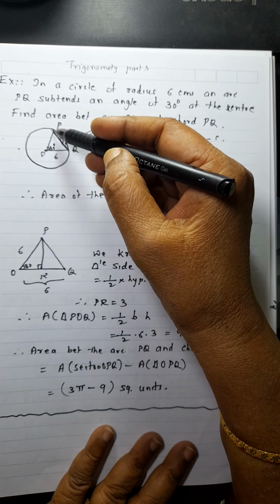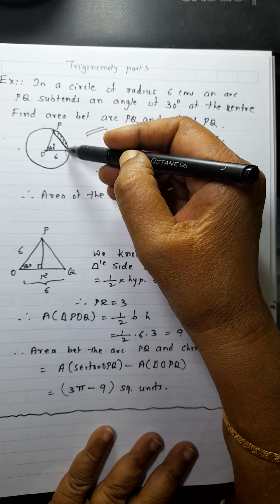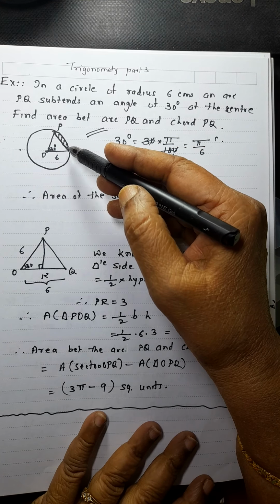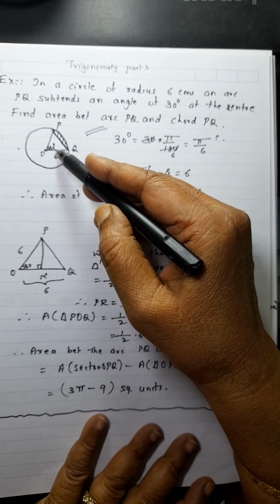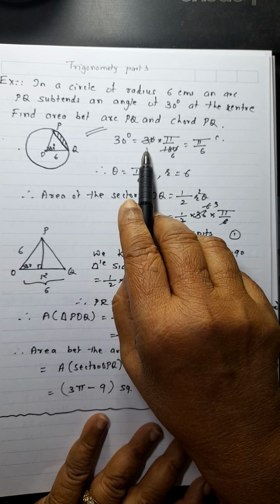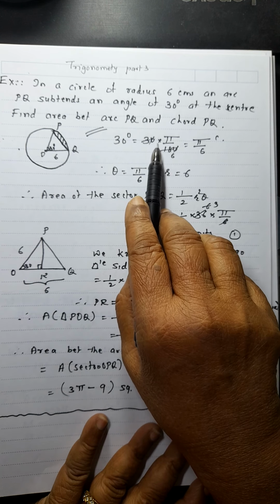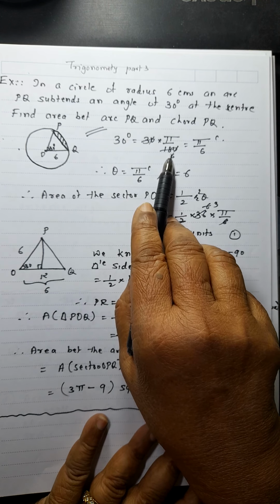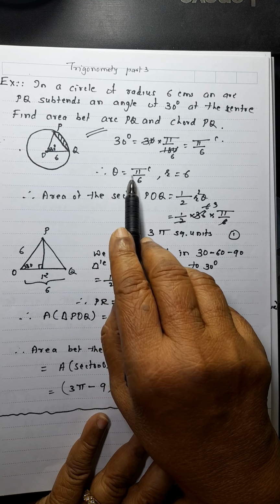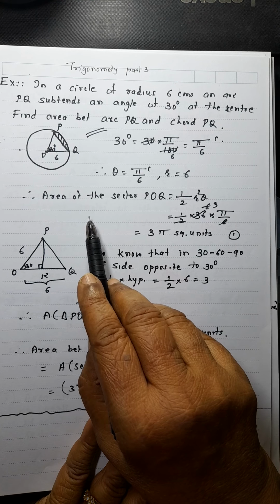First, we have to find the area of the sector, and then subtract the area of the triangle from that. To find the area of the sector, we have to convert this angle into radian measure. So 30 degrees, you multiply by pi by 180. 0 cancels, 3 cancels with this, and you will get pi by 6 radians. So here theta is pi by 6 radians and r is 6.